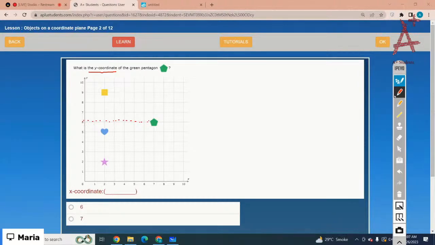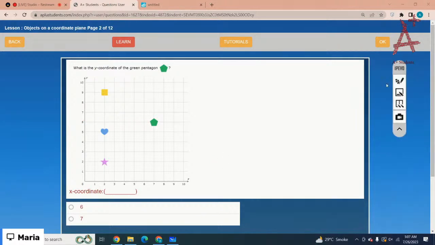Whenever you have to look for the y coordinate, just match the point to the vertical axis, and whenever you have to look for the x coordinate, just match the point to the horizontal axis. This one is horizontal, this one is vertical. So the vertical value is 6. So the correct option is 6.